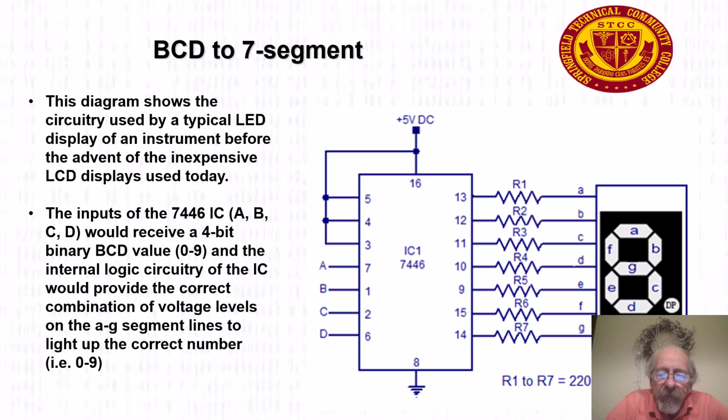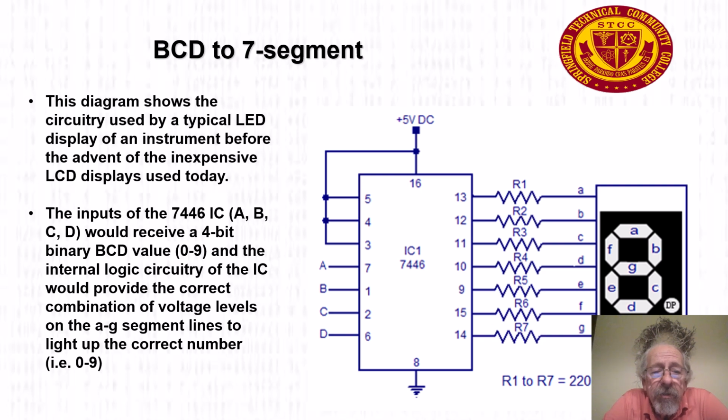On the right, you see an IC number 7446, IC1, and you see a 7-segment display. The 7 segments A, B, C, D, E, F, G, and you see a bunch of resistors, R1 through R7, all 220 ohm resistors. Since this is a 7-segment display, it has LEDs that light it up. It turns out that we need 220 ohm resistors to limit the current so those LEDs don't burn out. Or LCDs in this case, it looks like.